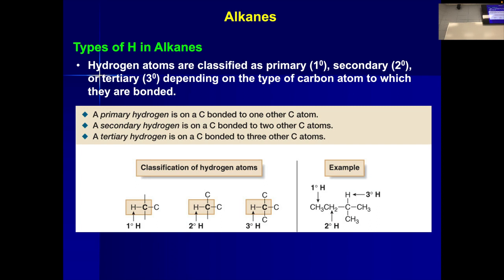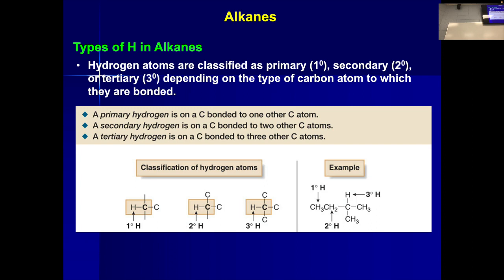How many primary hydrogens does this molecule have? Six. I've got two primary carbons, and how many hydrogens does each carbon have? Three. So I have a total of six primary hydrogens on pentane. These are primary hydrogens. These are primary hydrogens.